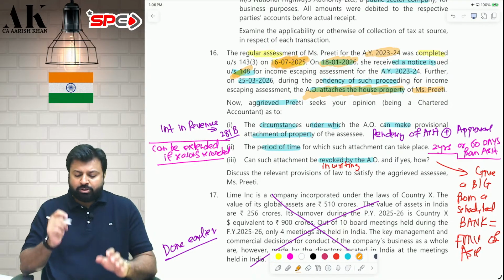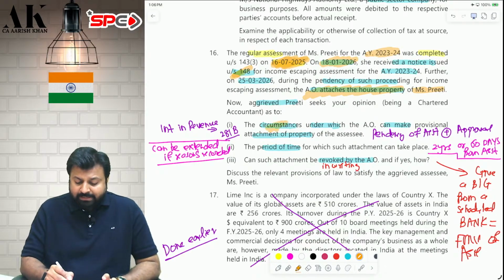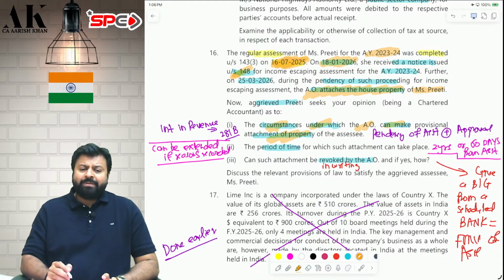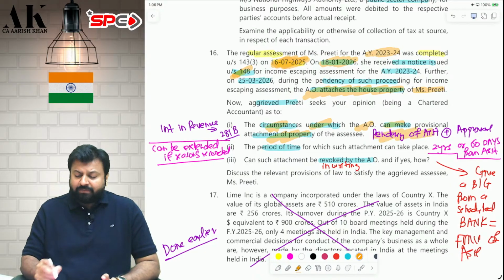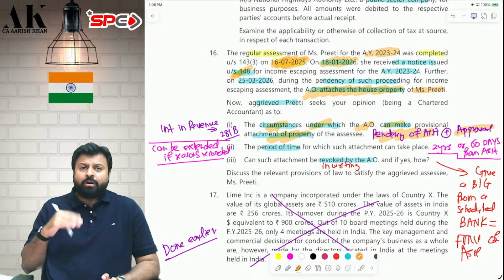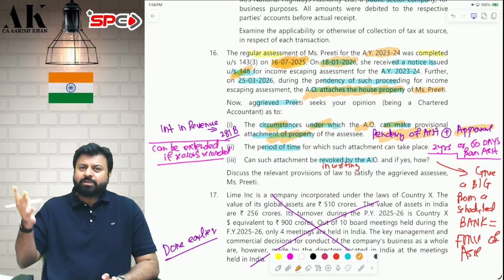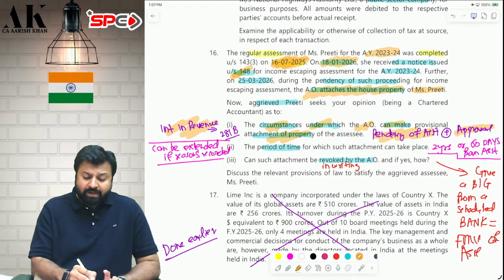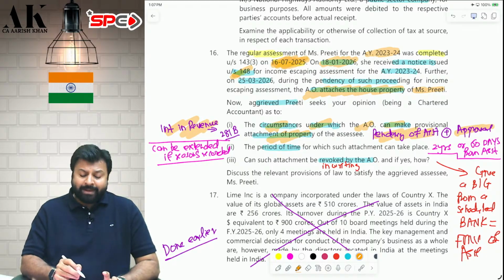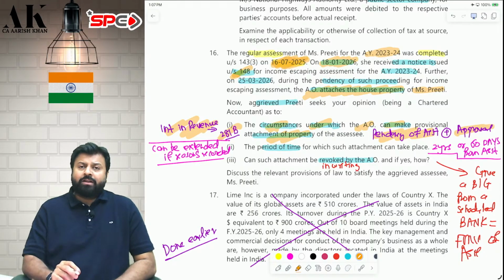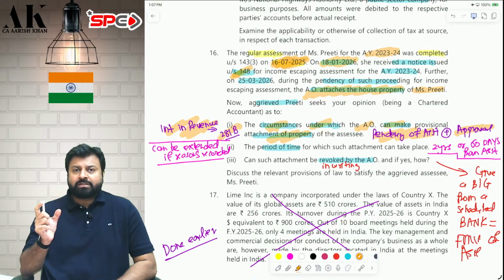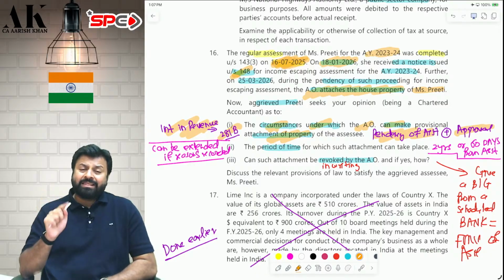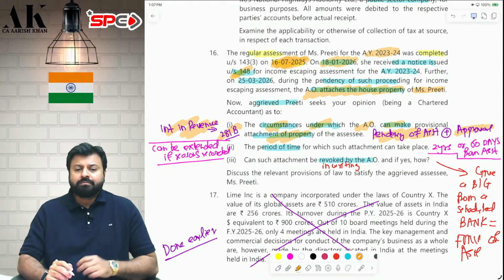Now we need to answer 3 questions. First, the circumstances under which the AO can make provisional attachment of the property. So 281B says that if there is a pendency of assessment and if the officer has taken approval from the Principal Director General, Principal Chief Commissioner, etc., and it is in the interest of the revenue to protect the revenue of the government, then they can do provisional attachment under 281B. So 3 conditions have to be fulfilled. First of all, there has to be a pendency of assessment. Secondly, they have to take approval from a higher authority, and then they should have an opinion that it is in the interest of the revenue.